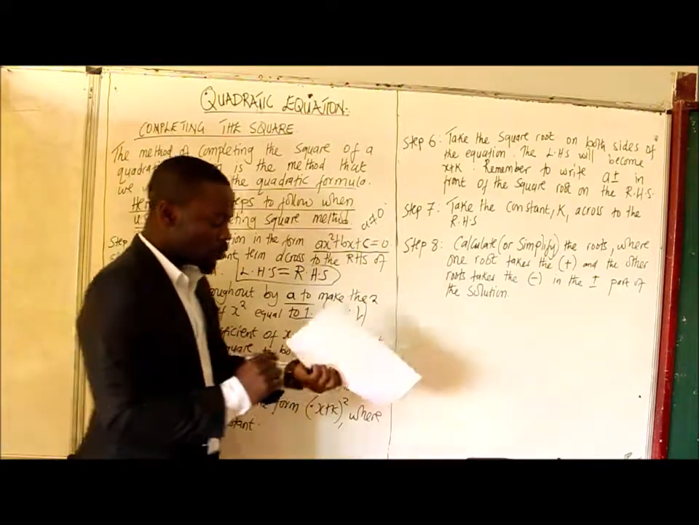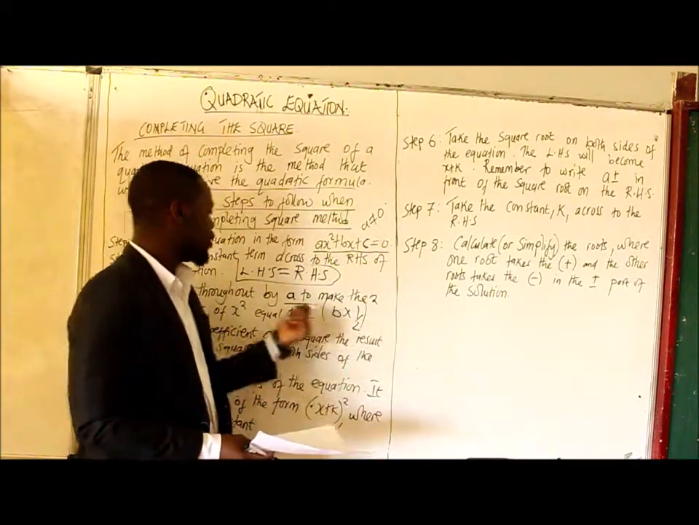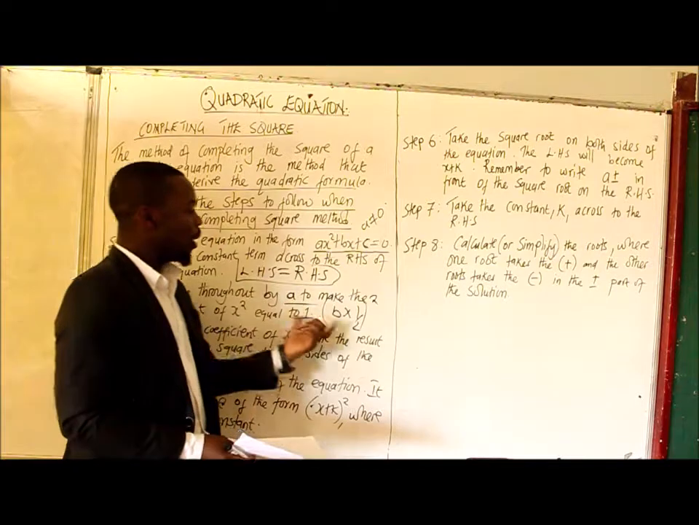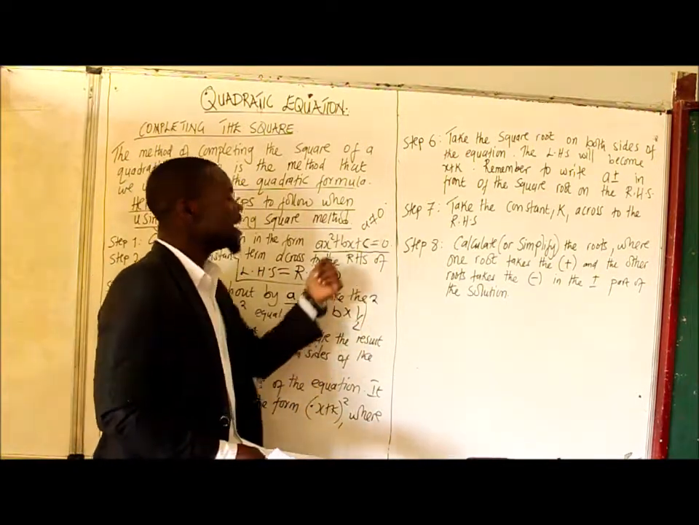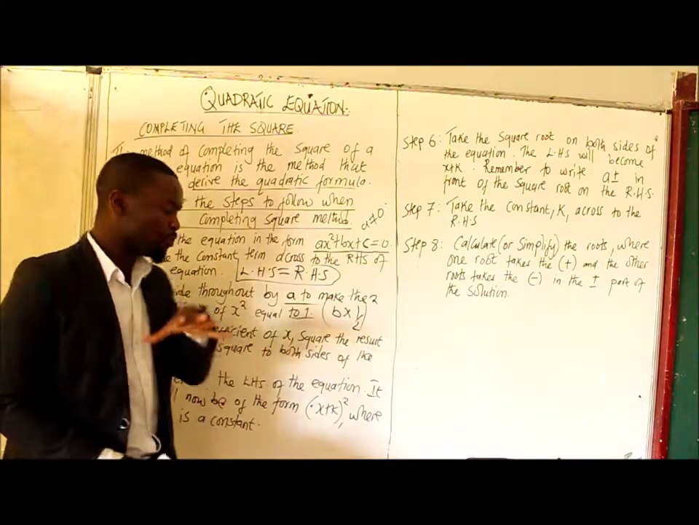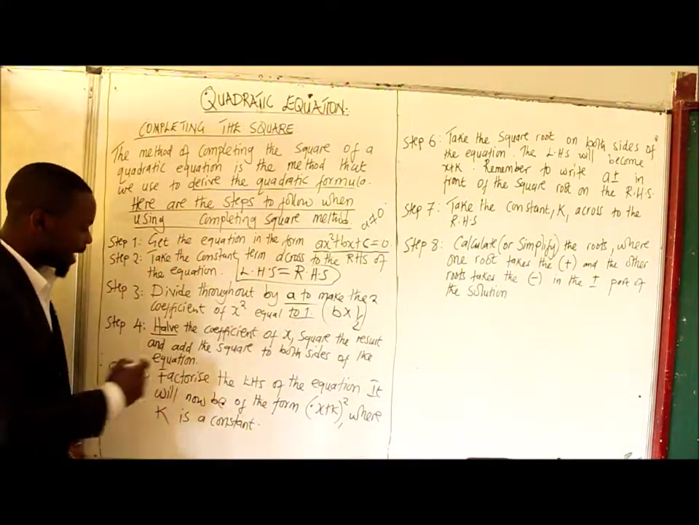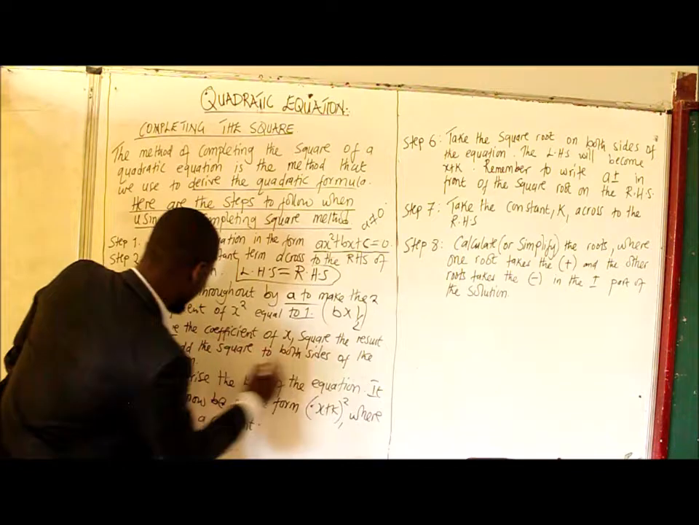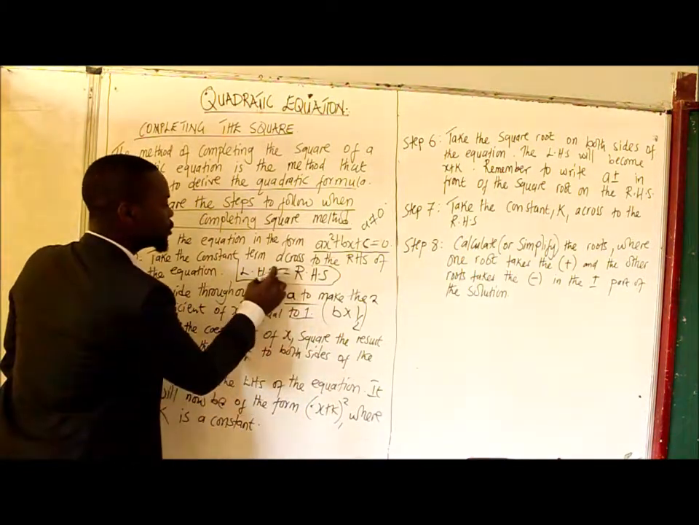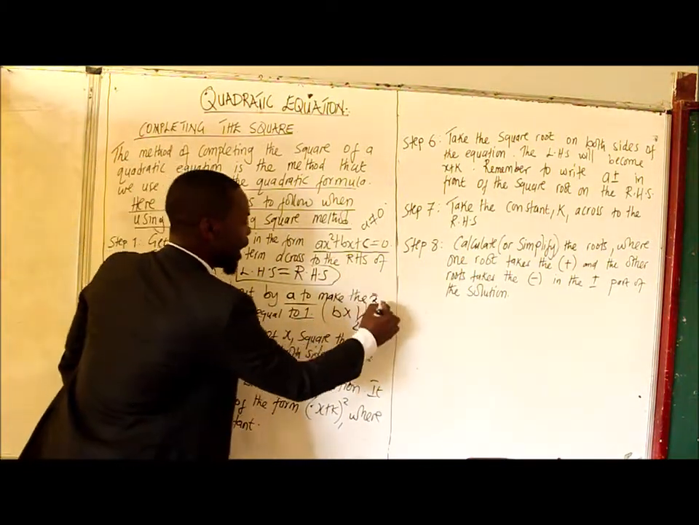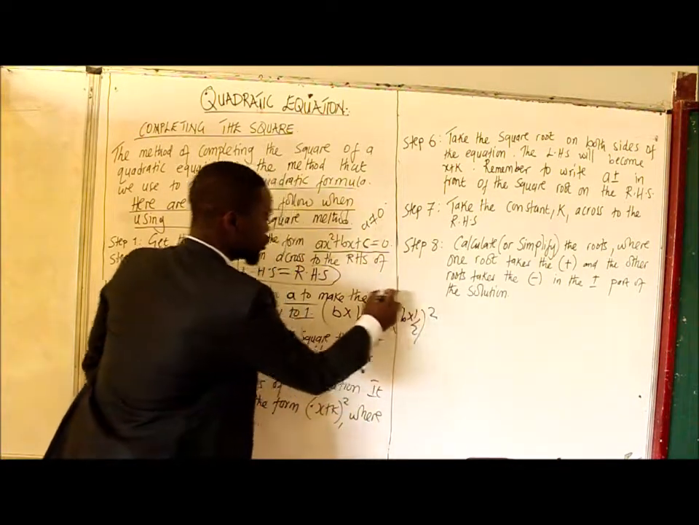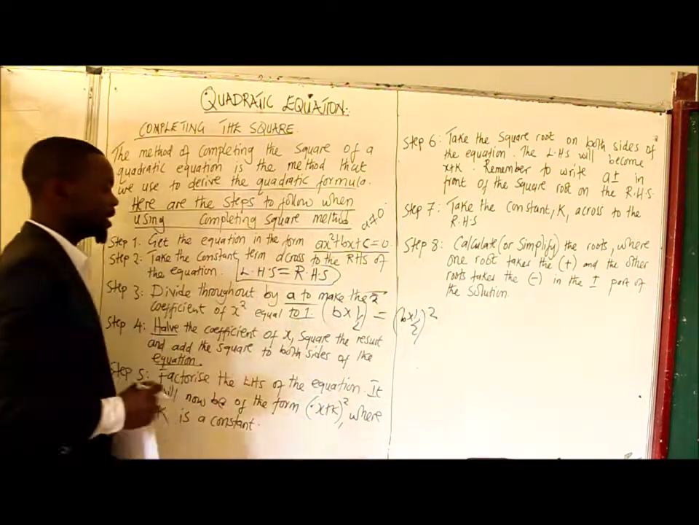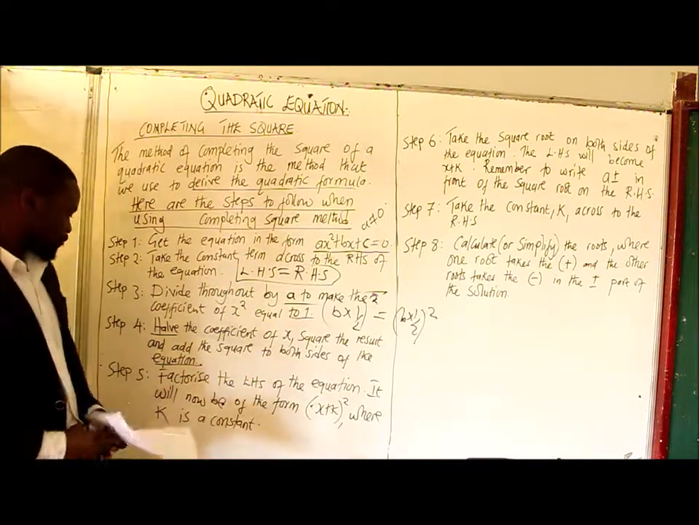So you have introduced this component on the left hand side. When you introduce this component on the left hand side, you must also add it on the right hand side for your equation to be balanced. So they are saying, add the square to both sides of the equation. Introduce it to both sides of your equation for the equation to be balanced.